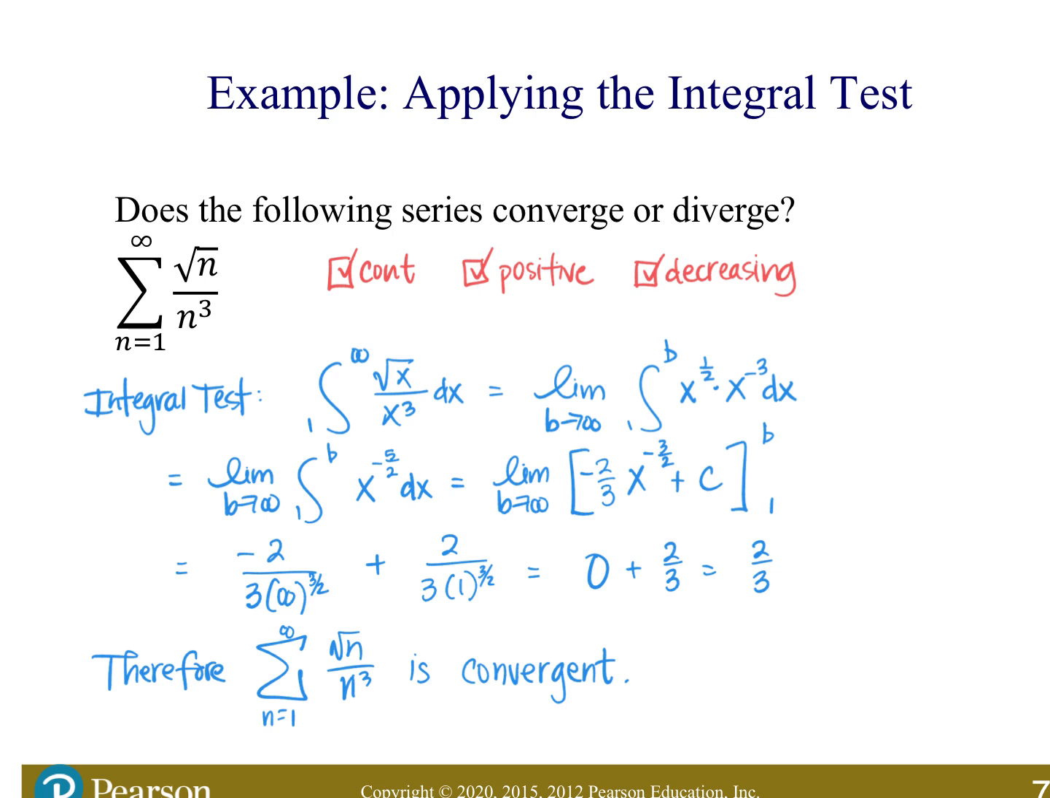Will we ever need to find where the series converges? No, not unless it's geometric. And the geometric has that S formula that we use, a sub 1 over 1 minus r. That's the only time.